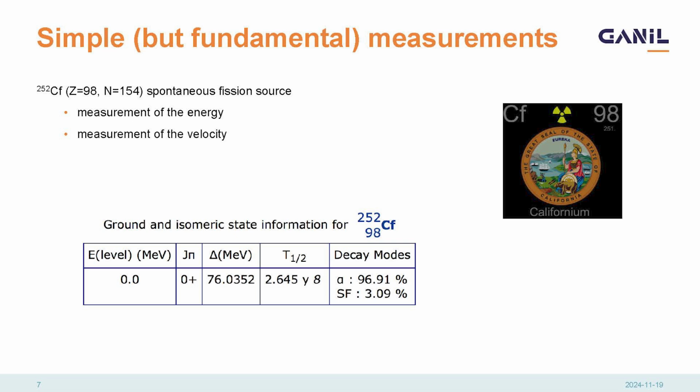It's not easy, because why it fissions spontaneously is already intrinsically a good question, but experimentally it makes fission fragments available in quite an easy manner. The spontaneous fission source of californium-252 has mostly alpha decay, but spontaneous fission for 3%, and this you can use to do a lot of measurements of energy and velocities.